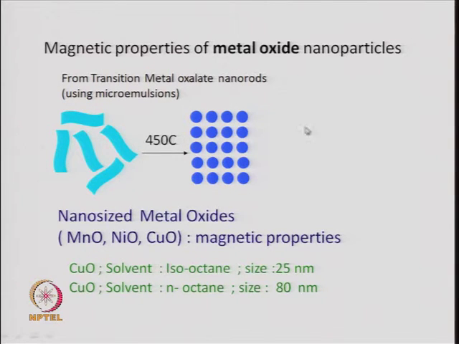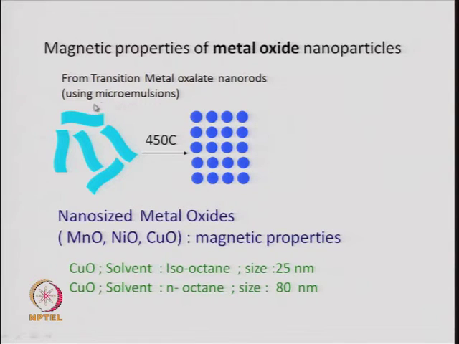Now, here we discuss how we are going to make these metal oxide nanoparticles, and one of the methods which has been used to a large extent is to first make transition metal oxalates and their nanostructures. Many reports are there where nano rods of transition metal oxalates have been made using microemulsions. Microemulsions we have discussed earlier; this is a methodology by which many types of nanomaterials can be made, and their size and shape can be controlled. In this case we are talking of metal oxalate nanostructures having anisotropic structures like rods. Using microemulsions we can make these rod shaped structures of transition metal oxalates.